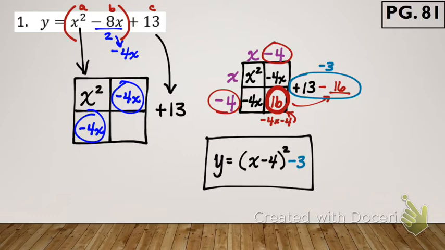Are you ever going to have an A in this situation? Yes, but we're going to talk about that tomorrow. We're just going to practice this part right now, and tomorrow we will address when A is not 1. Good question. Where is our vertex?